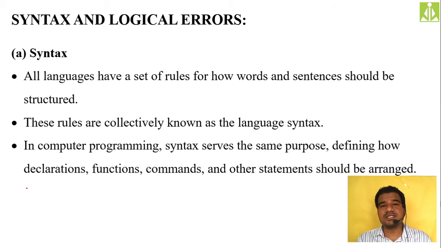So when you're writing C programs, it is also quite common that you make such mistakes. Those mistakes we call errors in computer programming terminology. These errors are of two types. In C language, we have two types of errors. The first one is syntactical errors, and the second one is logical errors. We have to know what syntactical errors and logical errors are.